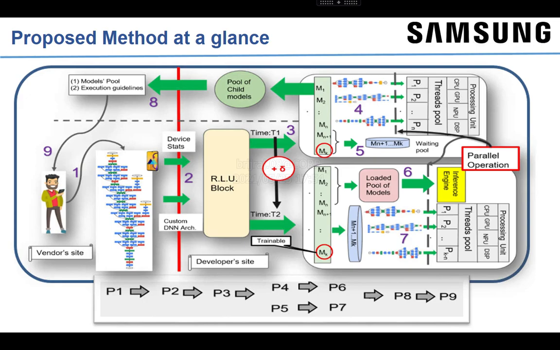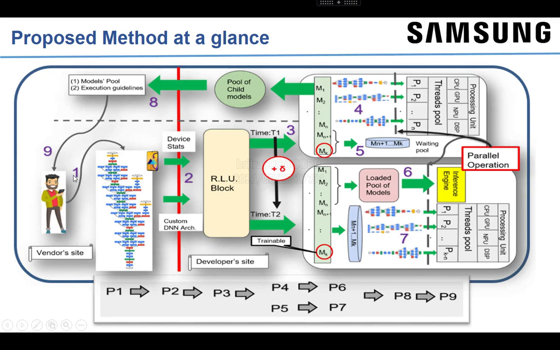So we see the proposed system at a glance. Processes are shown as one-by-one steps, P1, P2, and this graph shows the parallel and the sequential processes.